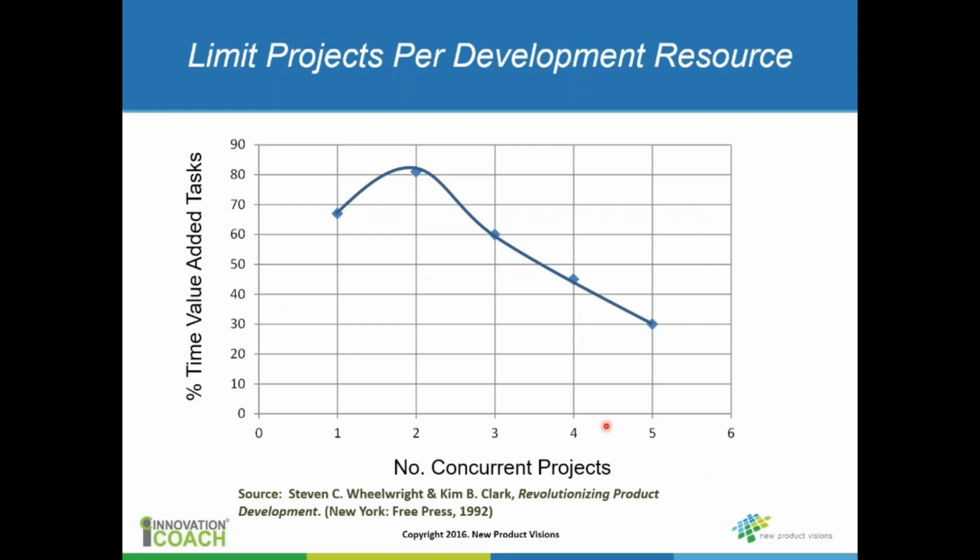So what you need to think about really critically, especially on your key content providers, is how many projects they're working on simultaneously. And this graph makes the point, there's a lot of data out there that supports this. On the y-axis is time value added, so it's high time value added results, versus the number of projects that somebody is working on concurrently. So it's a curvilinear type response.